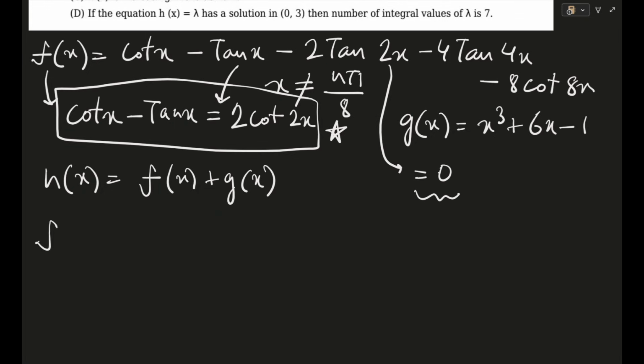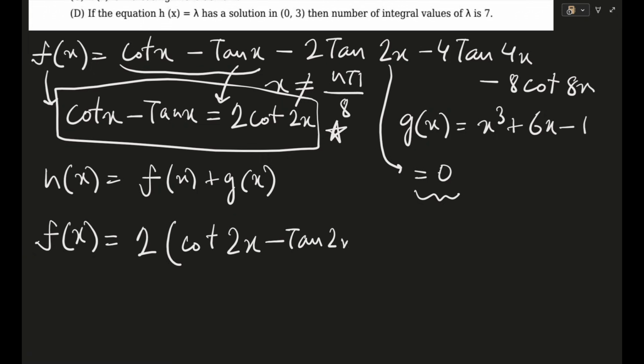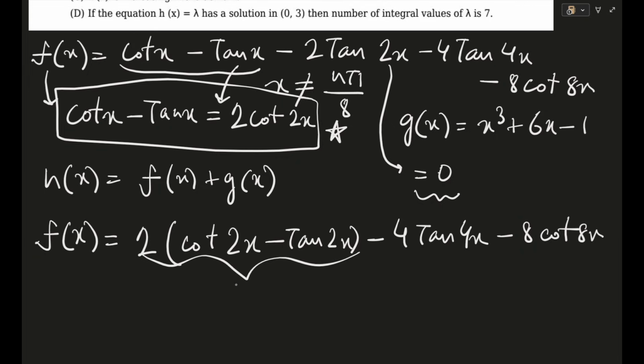I will show you a little glimpse, just one step. You can write cot x minus tan x from this particular part as 2 cot 2x, and you can take 2 common and write 2 times cot 2x minus tan 2x minus 4 tan 4x minus 8 cot 8x, right? So this thing will again turn into 4 cot 4x. Again you will take 4 common, cot 4x minus tan 4x. Again this will turn to 8 cot 8x, and 8 cot 8x minus 8 cot 8x will finally be 0.